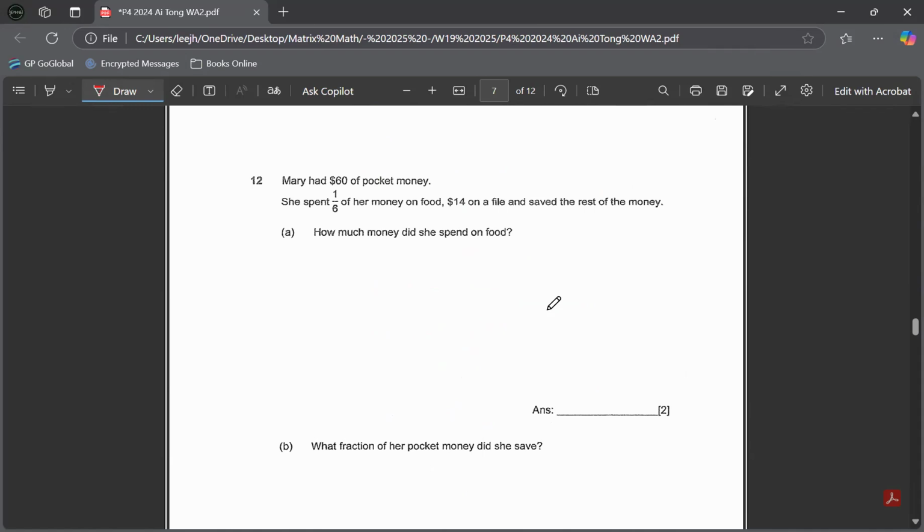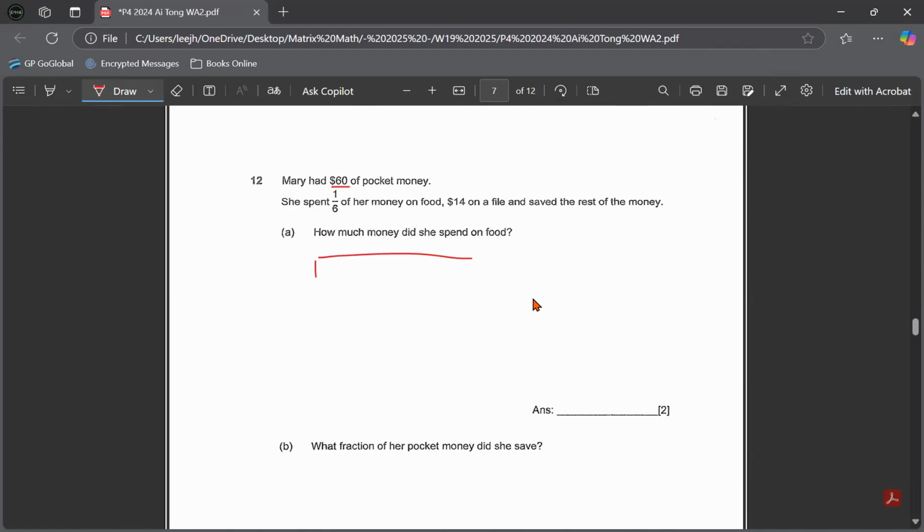Mary had $60 of pocket money. She spent 1/6 of her money on food, $14 on a file, and saved the rest of the money. How much did she spend on food? So for this, we need to draw. You know the amount of money she had is $60. Spend 1/6 of the money on food.